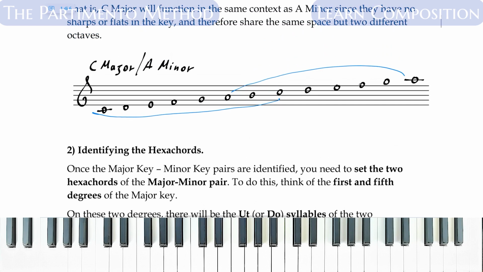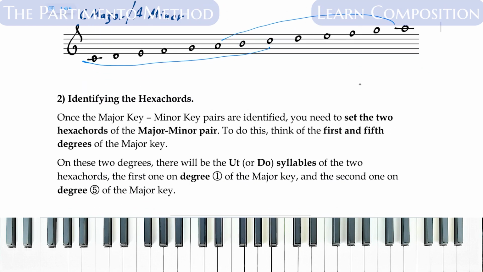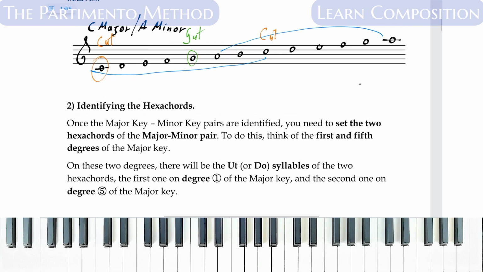key. So here, C major, you have degree 1, which is C, and so you have your ut, and then degree 5, which is G, and then you have your ut. And of course, you have another C here, so C, ut. Ut, re, mi, fa, sol, la.